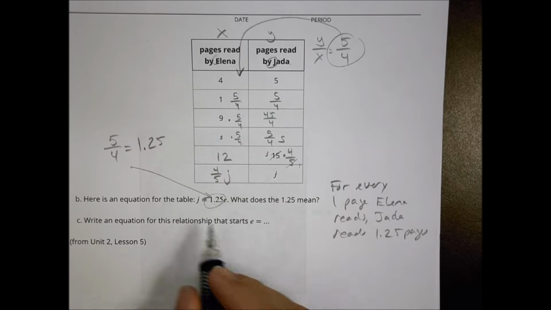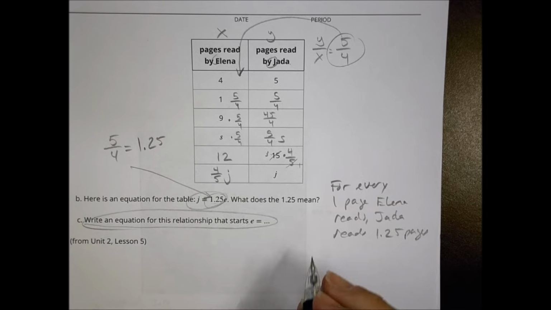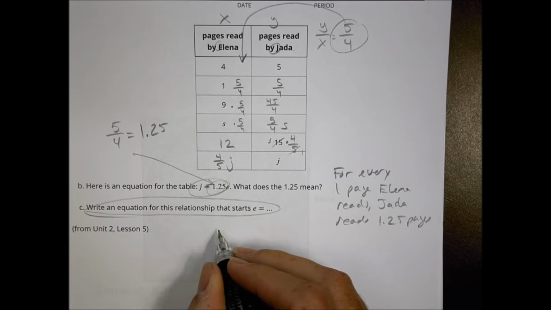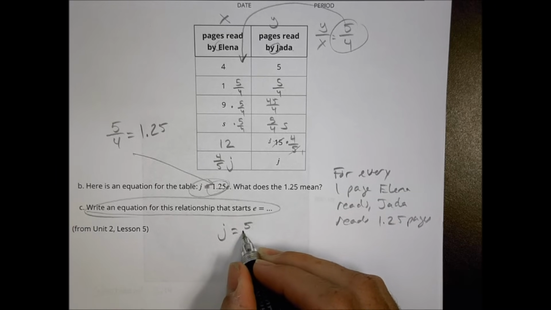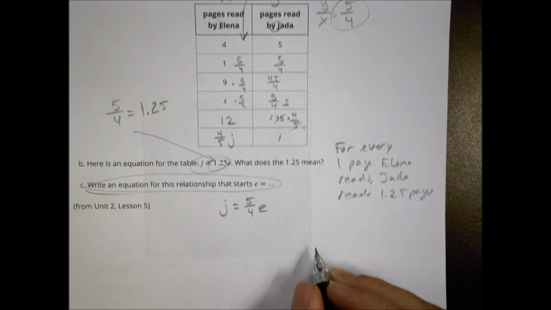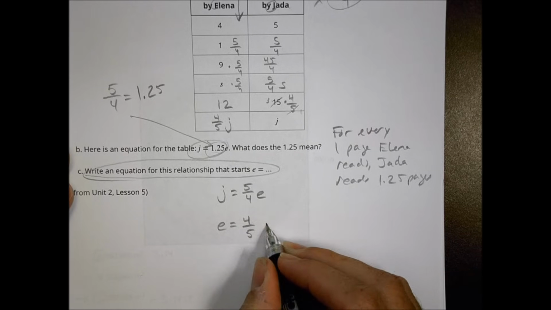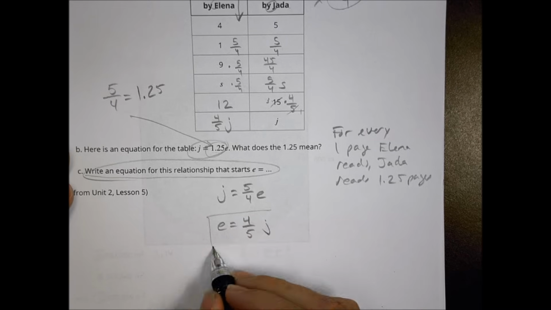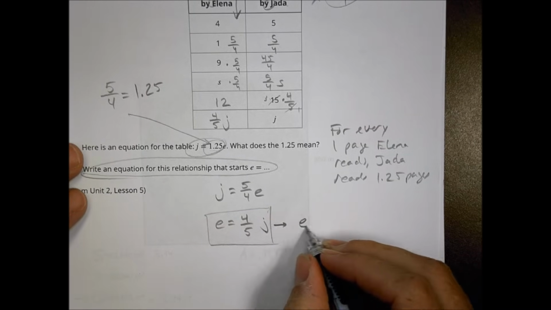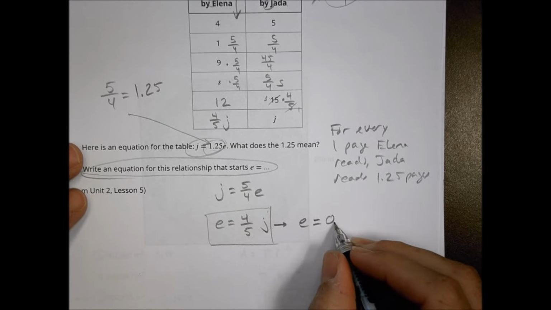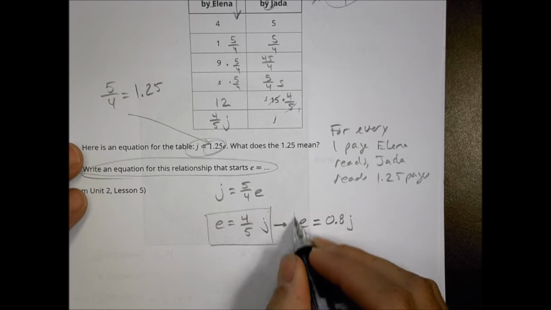Okay? Write an equation for this relationship that starts with E. So we're going to go the other way. Okay, that's the reciprocal thing, right? So if we already had J equals 5/4 E, the reciprocal becomes E equals 4/5 J. Okay? And that's how the fractions make it a little bit nicer. If I wanted to use decimal form, I could say E equals 0.8 J, because 4 divided by 5 is 8/10 like that. So either one is okay.